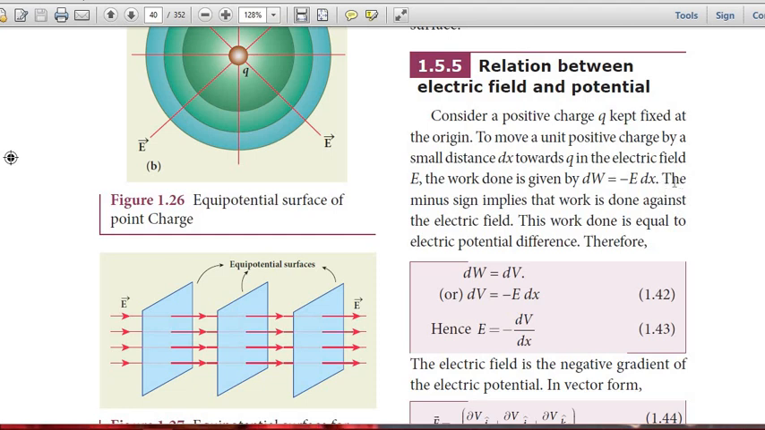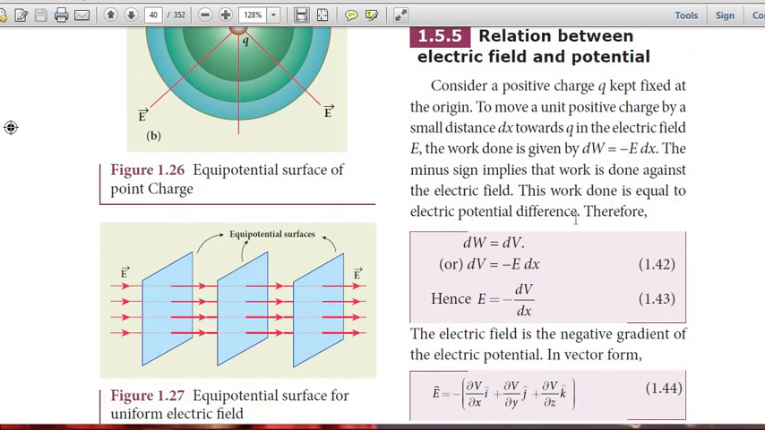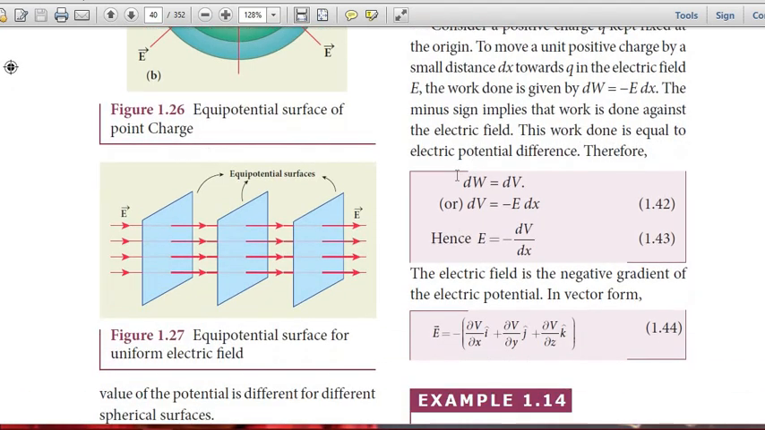The charge has moved a distance dx. The minus sign implies the work is done against the electric field. This work done is equal to the electric potential difference. Therefore the equation becomes dW is equal to dV, that is, the change of potential, the difference in potential, equals the work. So dV is equal to minus E into dx. In the formula, replace dW with dV.